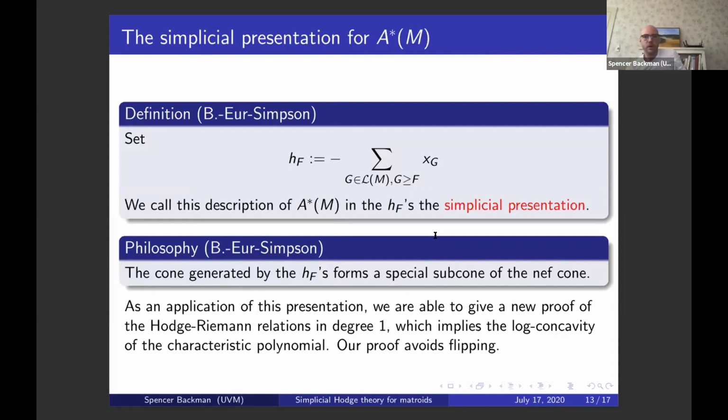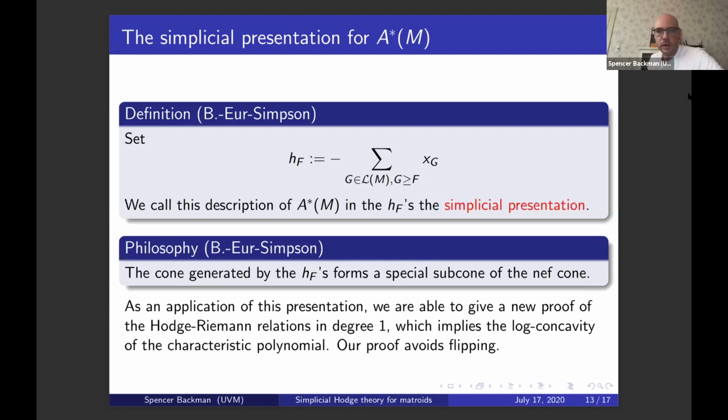So what are these objects? These are essentially the restriction of the support function of a simplex to the Bergman fan. The support function of the simplex, you can think of it as being defined on the rays of the braid arrangement. And when you restrict that function to the Bergman fan, this is exactly what you get. So for this reason, we call this change of variables in the presentation of the Chow ring the simplicial presentation. The key point, which I mentioned earlier and which we promote in our paper, is that the cone generated by these h_F forms a special subcone of the nef cone of the Chow ring.